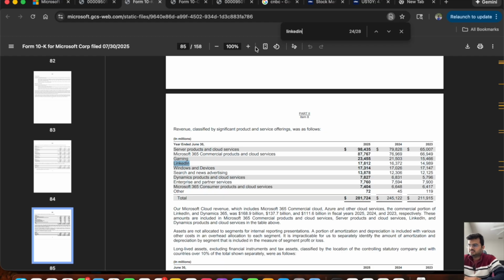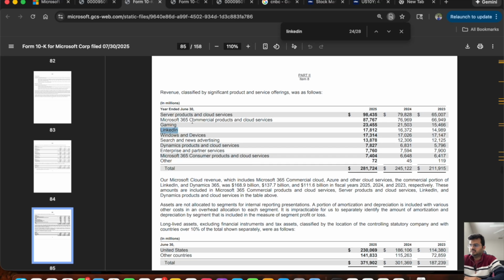Okay, this is the footnotes I was looking for. In this footnote, Microsoft have clearly mentioned that in the year 2025 they have generated $281 billion. From which segment have they generated $281 billion? They have provided a clear breakdown. They have multiple items like server products, cloud services, Microsoft 365 commercial, gaming, LinkedIn, etc.